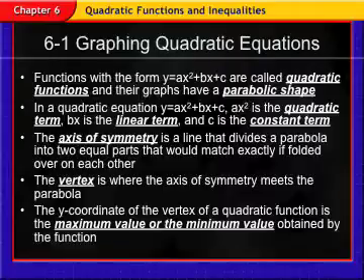The axis of symmetry is a line that divides the parabola into two equal parts that match exactly if folded over each other. The vertex is where the axis of symmetry meets the parabola. And the y-coordinate of the vertex is the maximum value or the minimum value obtained for this function.